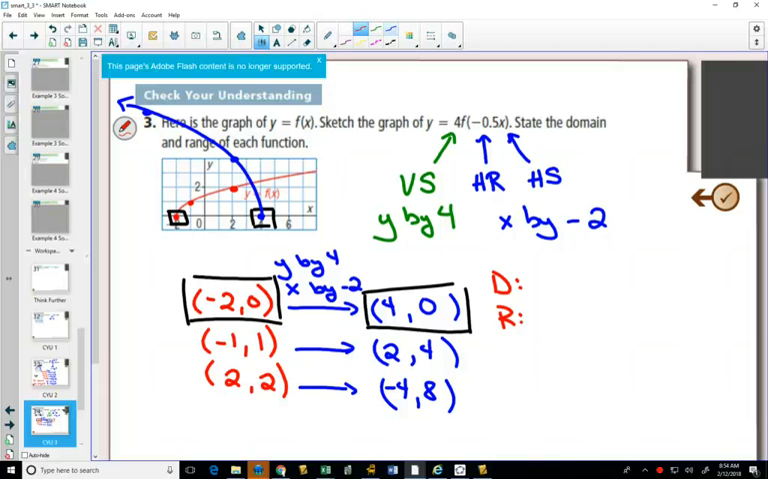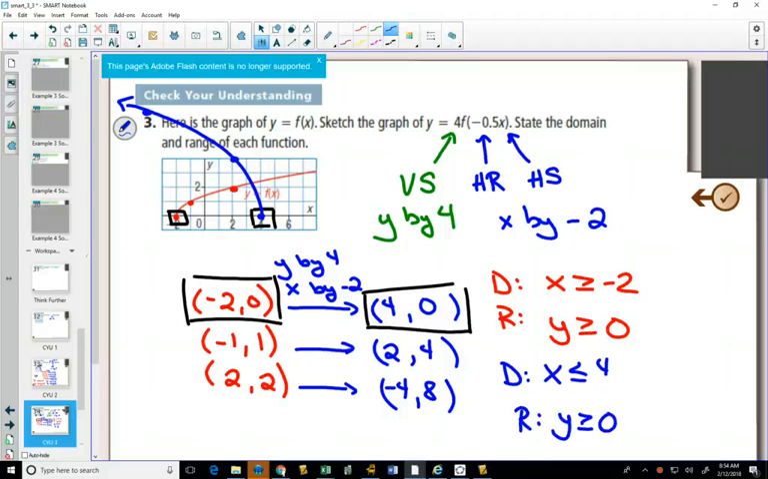Can you see that your x values start bigger than or equal to 2 and your y values bigger than or equal to 0? And then on our image graph, our domain now, its biggest value is 4, so our x values are less than or equal to 4. Our range is still bigger than or equal to 0. So we can see how multiplying y by 4 wouldn't change our inequalities.